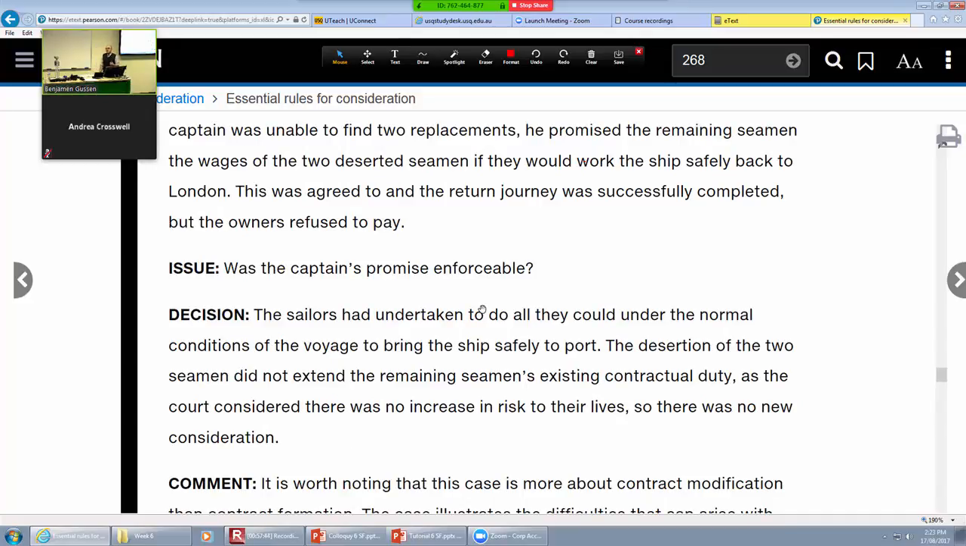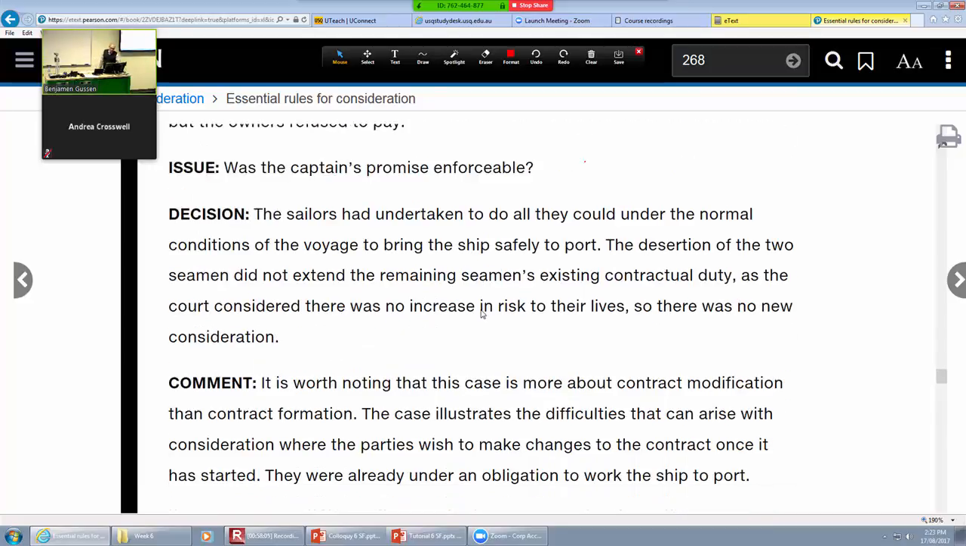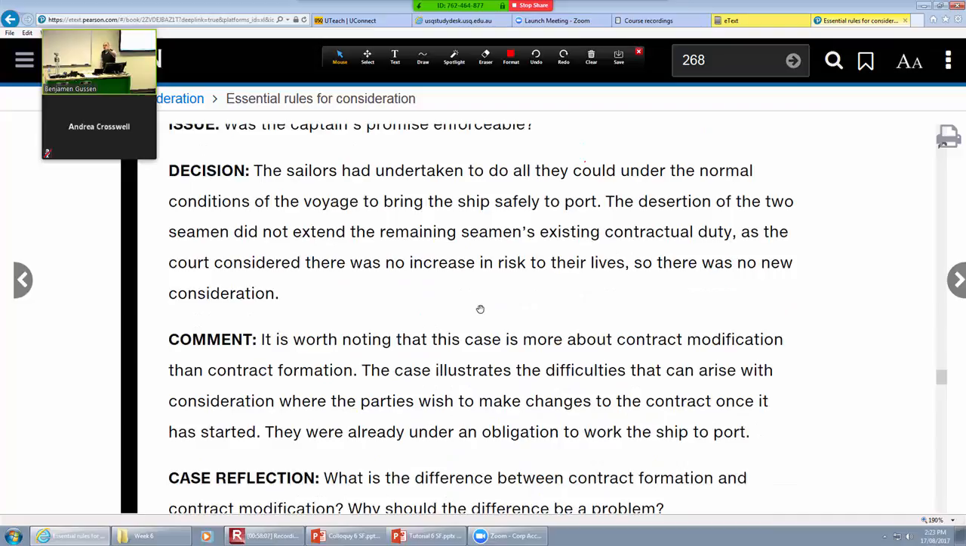The question is, was there any consideration? The captain promised that he would pay those wages over and above the wages that he would get. Okay. Those seamen who still are on the ship, what was their consideration? What did they pay for this promise? So, was it enforceable? I.e., was there any good consideration? What did the court say?